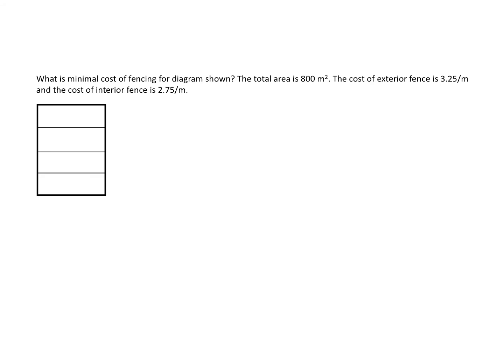Our third example this week is optimization. Now this one here, we're trying to minimize the cost of the fence in this area. Now we know area is length times the width, and in this case we know it's 800 meters squared. We're going to rearrange to get y equals 800 over x.